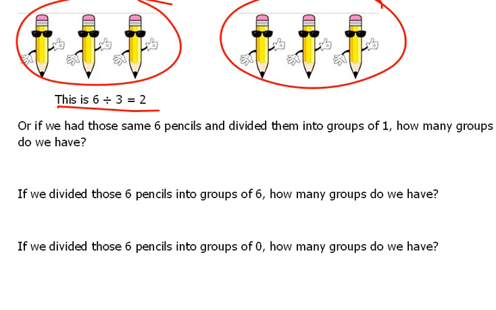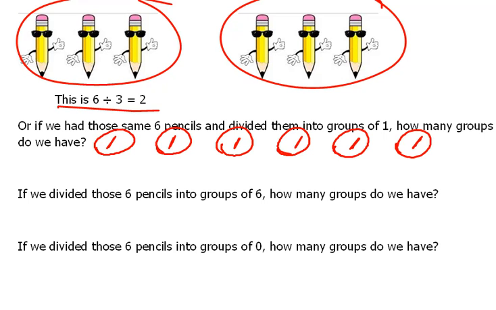What if we had those same original 6 pencils that we were starting with, and we divided them into groups of 1? So I'd have a pencil here, and a pencil here, and here'd be a pencil, and there'd be another one here, and another one here, and another one here. That's all 6 of my pencils, but these are groups of 1 each. So how many groups do I have total? Well, I have 6 groups. And that is because 6 divided by 1 equals 6.